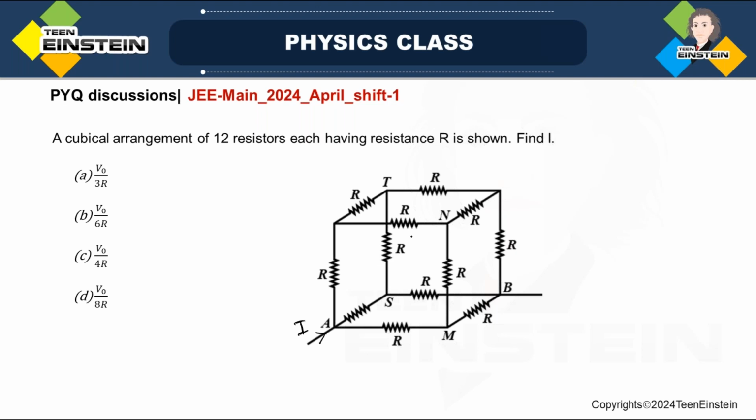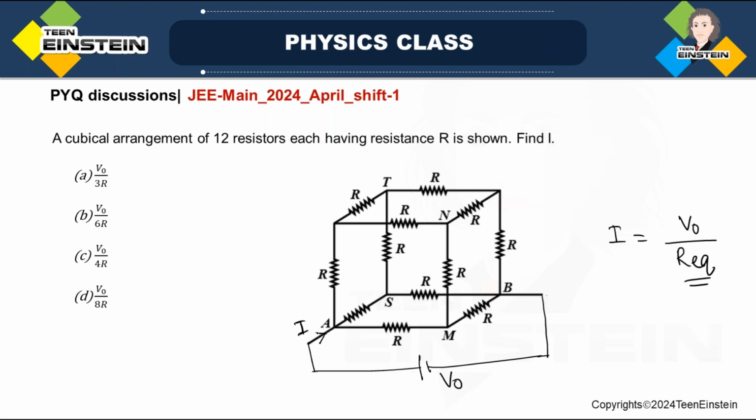Okay, I see here there was a battery of V0 volt connected across A and B. This is the complete figure, I'm sorry for that. So you have to find the value of this current. To get the current, I need V0 by R equivalent, isn't it? So this will be the current.